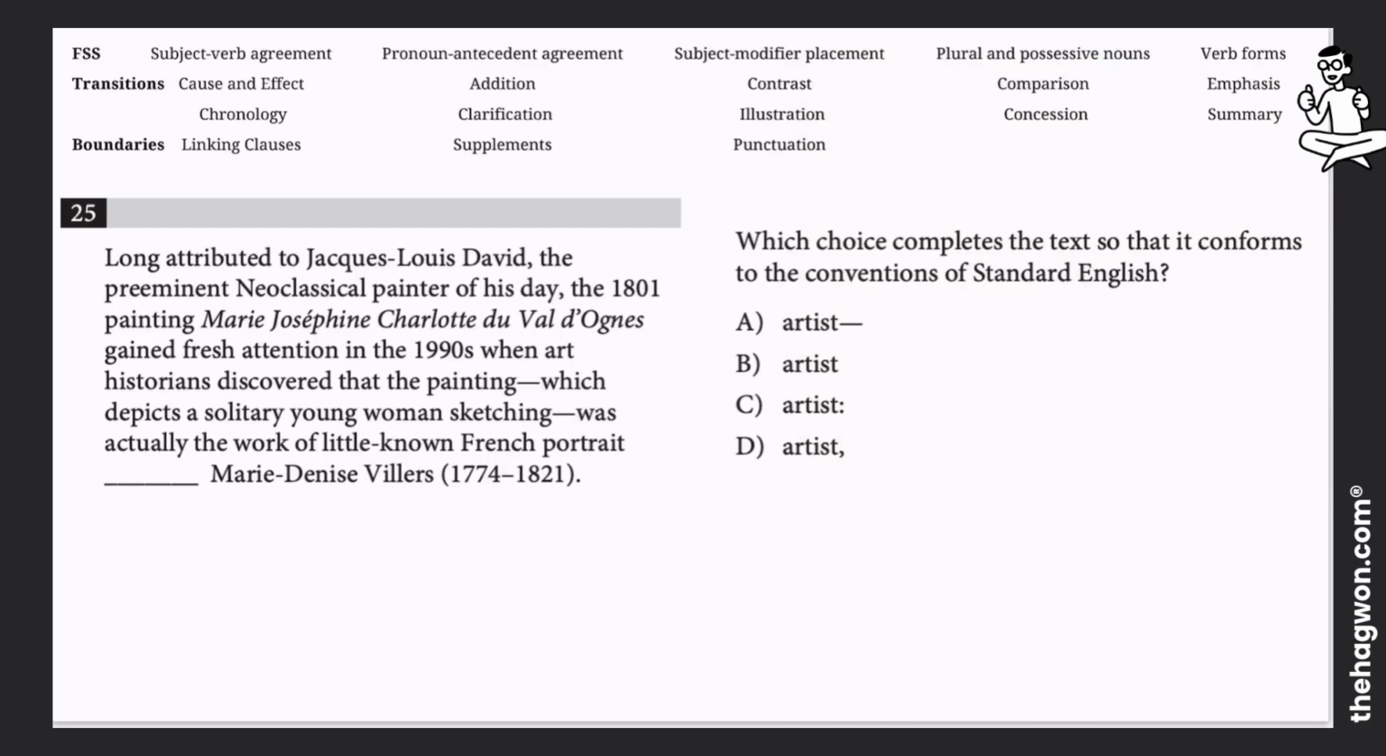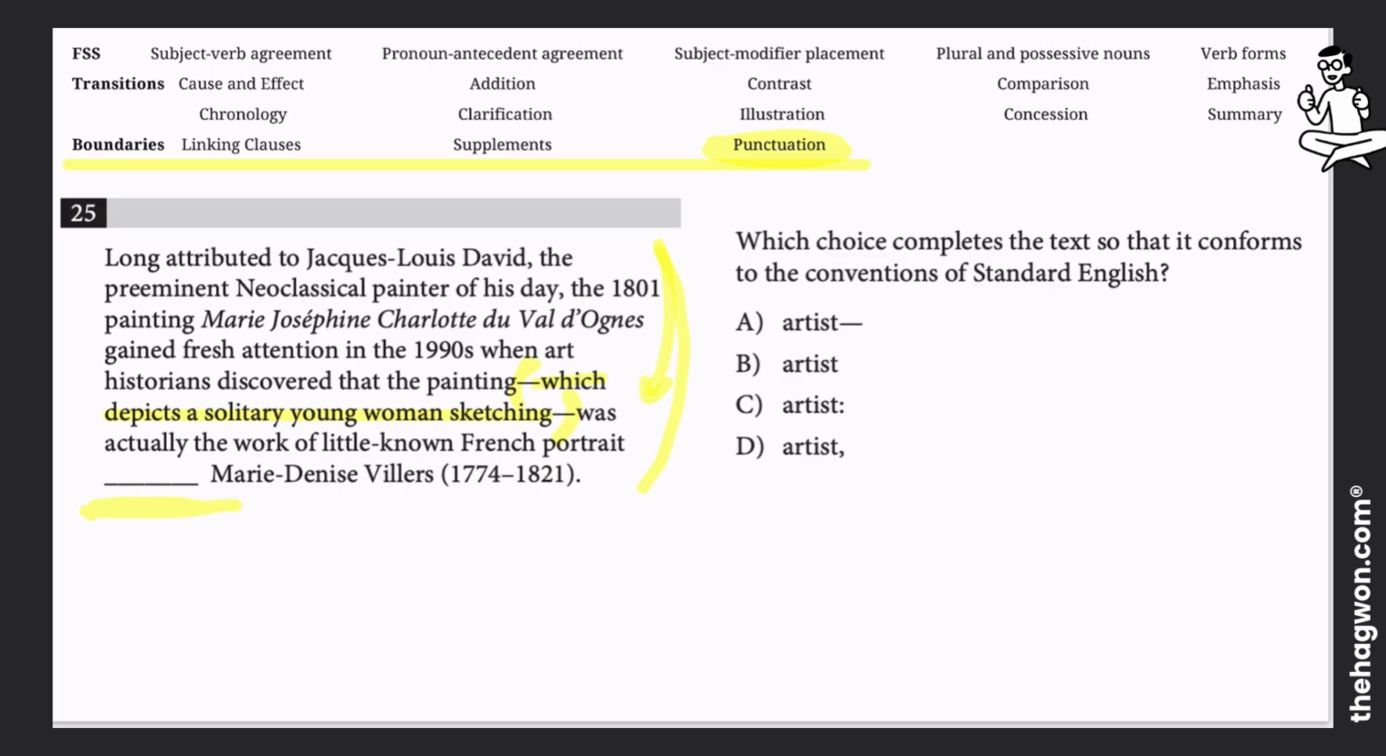Question 25 has one lengthy sentence that is asking us to choose the right punctuation. And so here we are being tested on the punctuation from the boundaries convention. You can quickly skim through and notice that by the time we get to which depicts a solitary young woman sketching, we have a non-essential phrase that describes the painting.